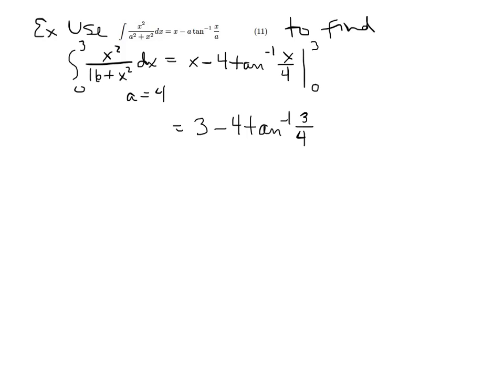And then we subtract what we get when we plug in 0, so we'll get 0 minus 0. Inverse tangent of 0 is 0. So on this one, we're going to end up with 3 minus 4 times the inverse tangent of 3/4. So you get the idea. It's pretty easy, just making substitutions. All right, let's do another example.